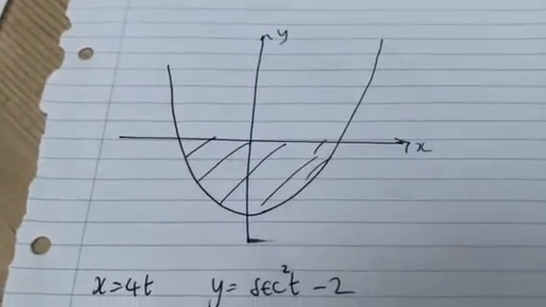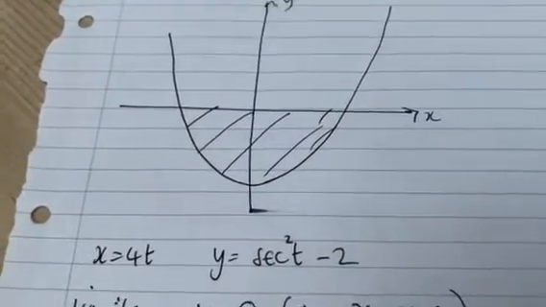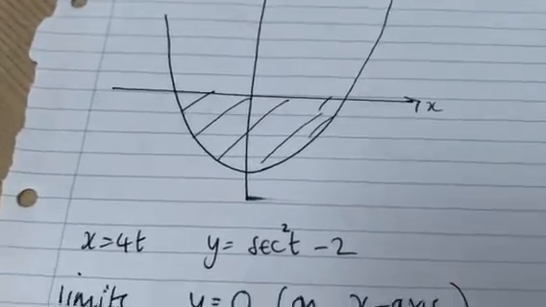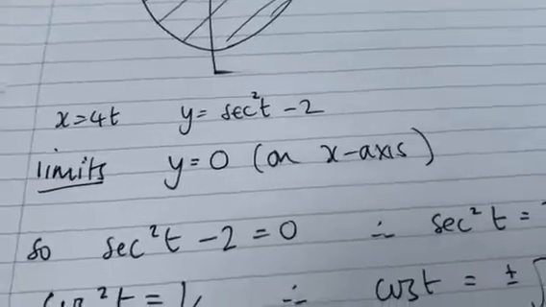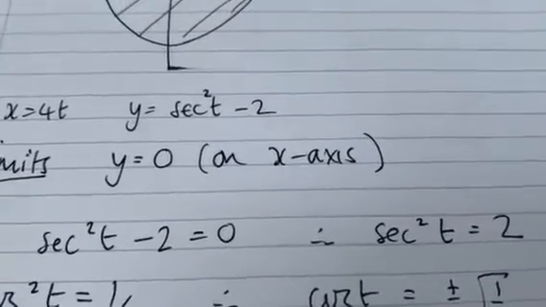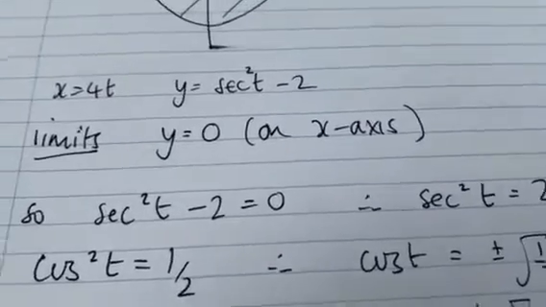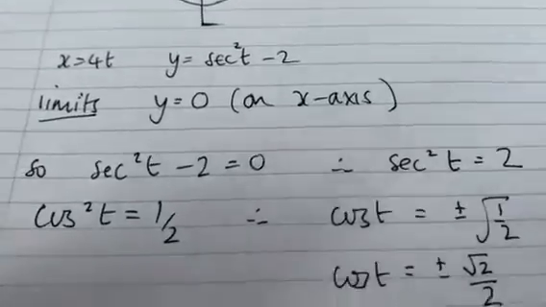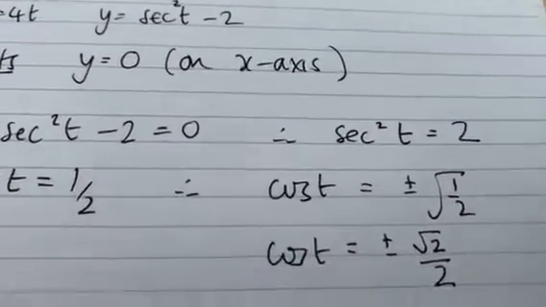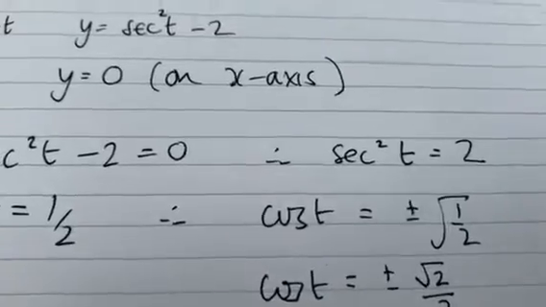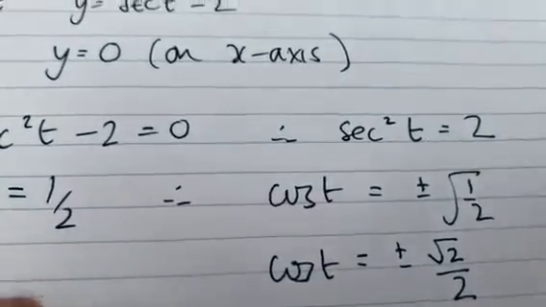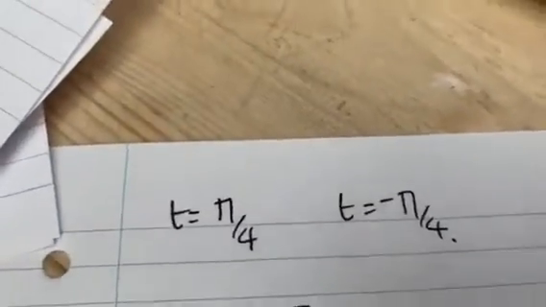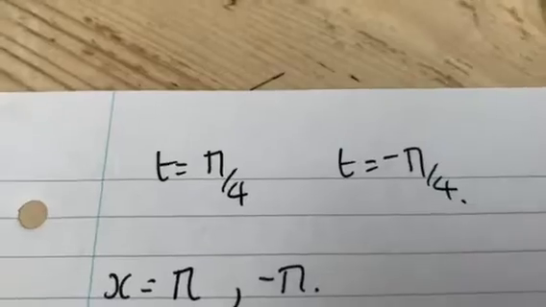Now, I don't know what the limits are on that x-axis, and I'm going to need them in terms of t. I do know it's when y equals 0, so I'll let y equal 0. I'm going to solve that, so that was going to make sec t all squared equal 2. And sec is 1 over cos, so I take the reciprocal of both sides. I'm going to have cos t all squared is a half, so cos t is plus or minus the square root of a half. So that's going to be plus or minus root 2 over 2. I know that t will be pi over 4 and minus pi over 4.